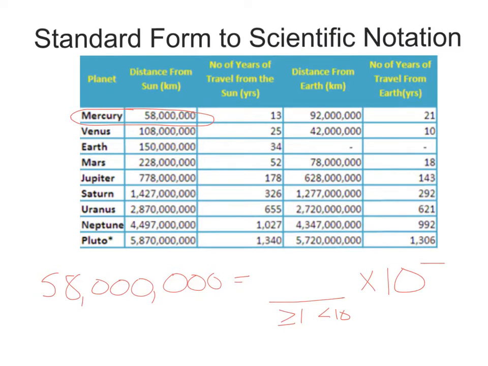To make a decimal out of this number that's greater than or equal to 1 but less than 10, it would be right there. So that's going to be my decimal, 5 and 8 tenths. To get 5 and 8 tenths and turn it into 58 million, I'd have to multiply by 10 once, twice, 3 times, 4 times, 5 times, 6 times, 7 times. So I'm going to multiply it by 10 to the 7th power.